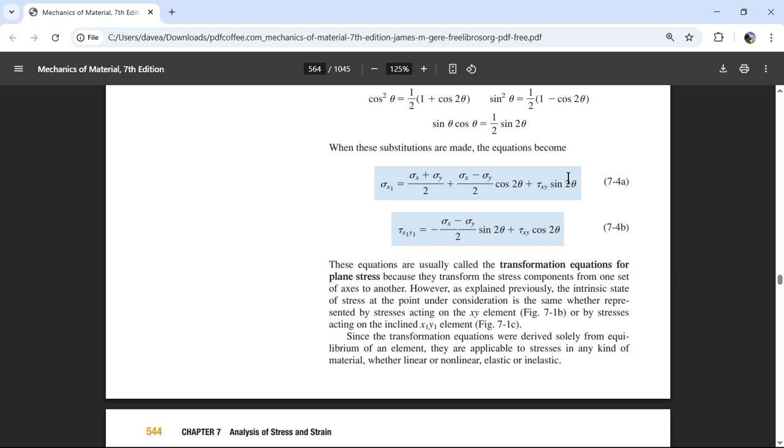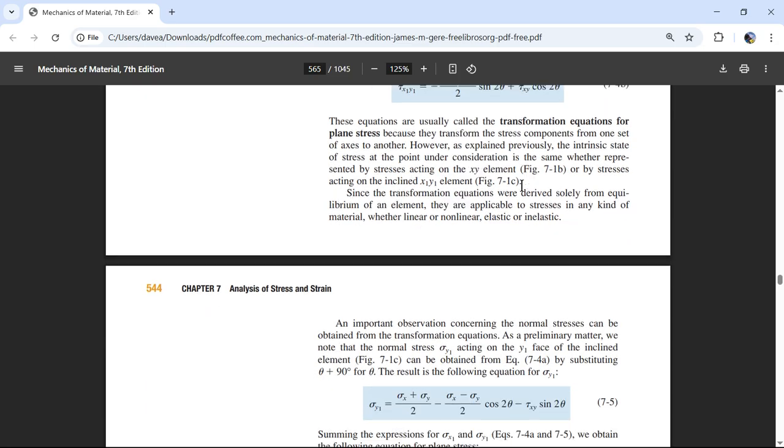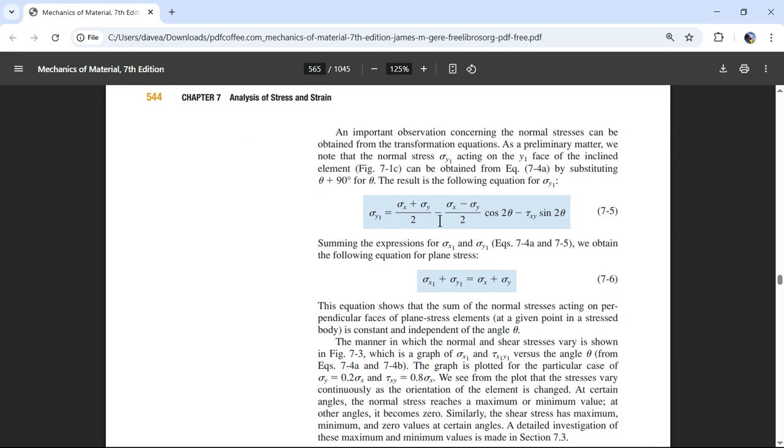So if we're going to add theta plus 90 to these two thetas in this equation, this is going to become a negative, and this is going to become a negative. Negative sine 2 theta. This becomes a negative cosine 2 theta. So that is what we see for sigma y1. That's the only difference between sigma y1 and sigma x1.